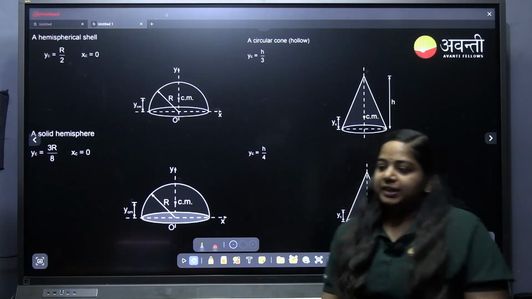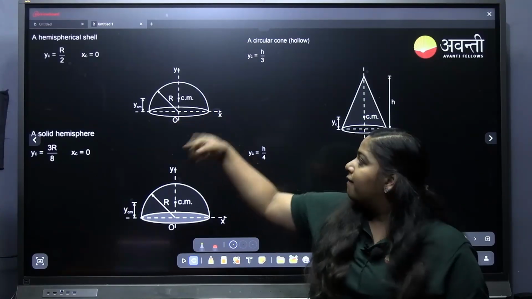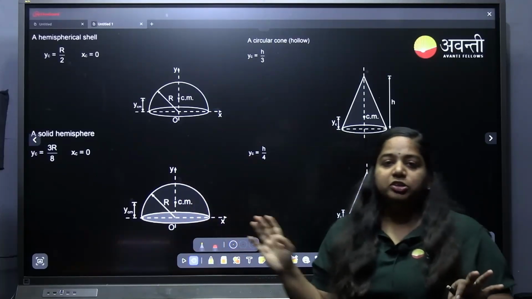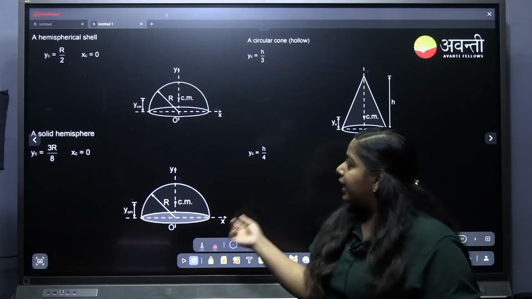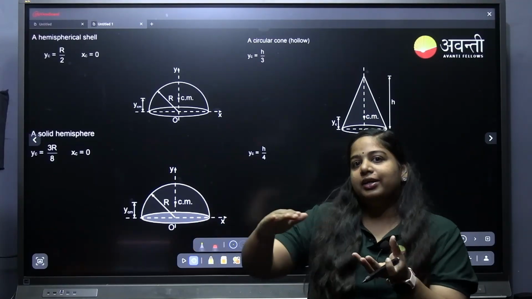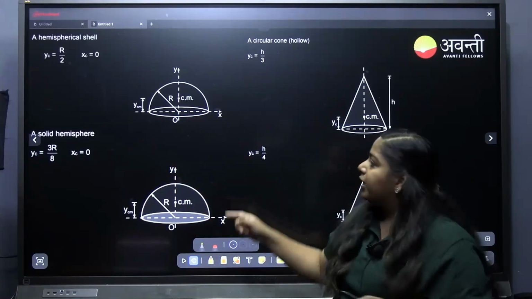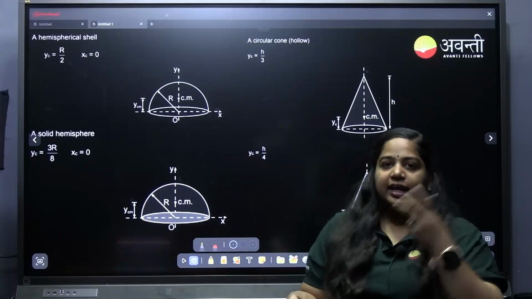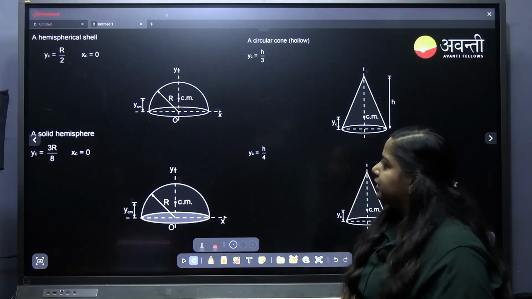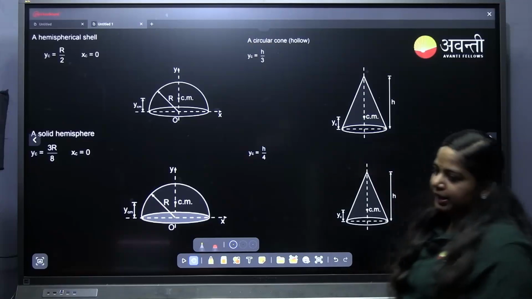Next, for a hemispherical shell, again symmetry is there, so XCM is 0, YCM is R by 2. Solid hemisphere, you know the difference between hollow sphere and solid hemisphere, right? If you take a globe and cut it, it will be like a hemispherical shell, inside there will be nothing. If you want a solid hemisphere, let's take a shot put ball, then cut it in half, it will be like a solid hemisphere. That is the difference. And for a solid hemisphere, XCM again 0, YCM 3R by 8.